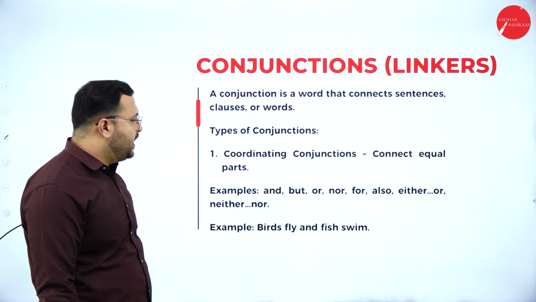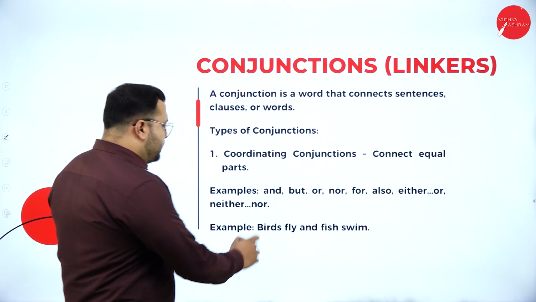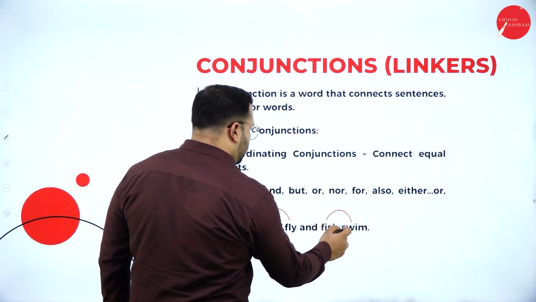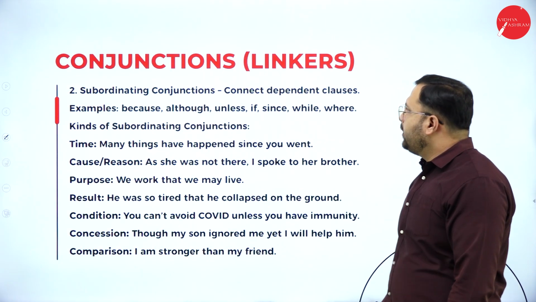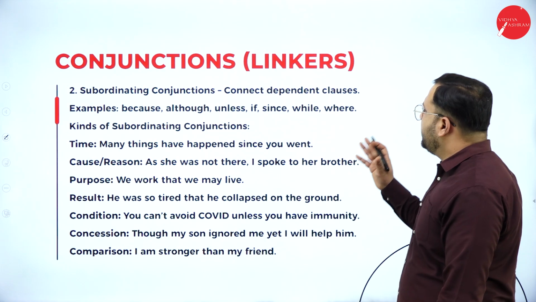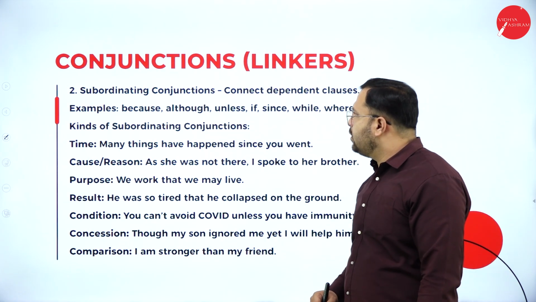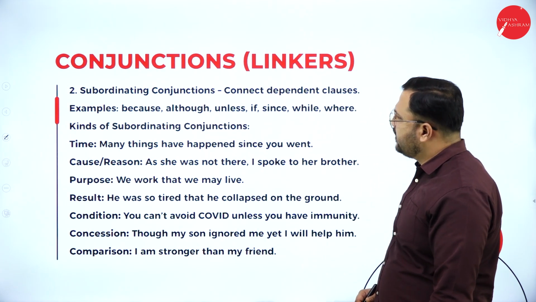Example, birds fly and fish swim. So birds fly, fish swim. Two sentences are joined by the word and. Subordinating conjunctions connect a dependent clause. Example, because, although, unless, if, since, while, where.